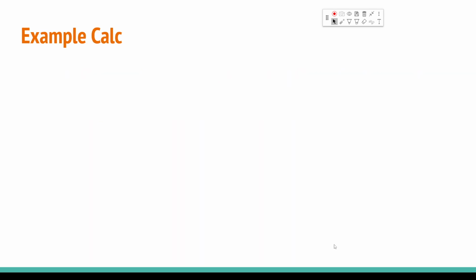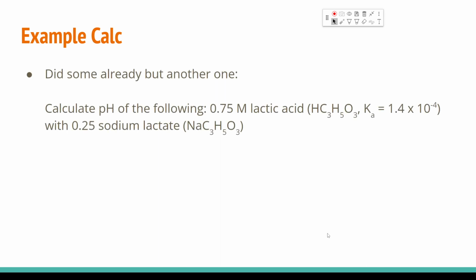So here is an example calculation. Go ahead and read this problem real quick.